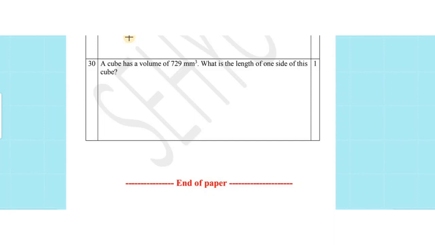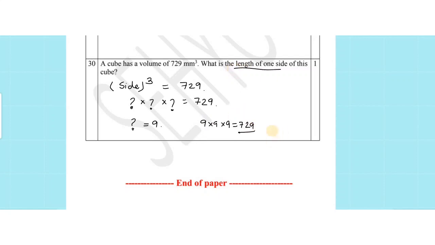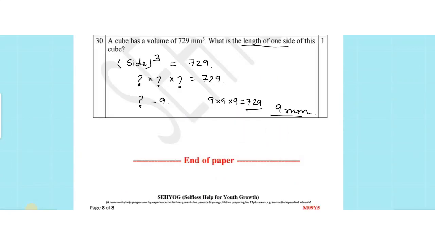In number 30, a cube has a volume of 729 millimeters cubed. What is the length of one side? We know that when we multiply a side with itself 3 times, we get the volume. So, what number multiplied with itself, again multiplied with itself, gives us 729? If we try, we see that 9 times 9 times 9 is 729, which means that the cube is of side 9 millimeters, because the volume is in millimeters cubed. So, 9 millimeters is our answer.